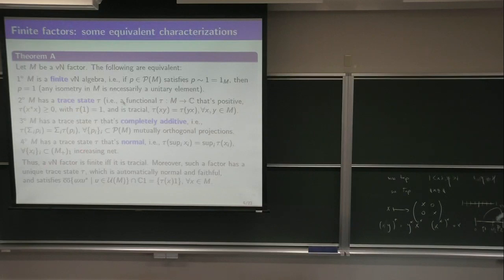Okay, so a von Neumann factor is finite if and only if it is tracial. That's the terminology we'll give to all this. And as a matter of fact, let me point out right away that such a factor, if you know you have this property, then you can prove it has a unique trace state, which is automatically normal and faithful.